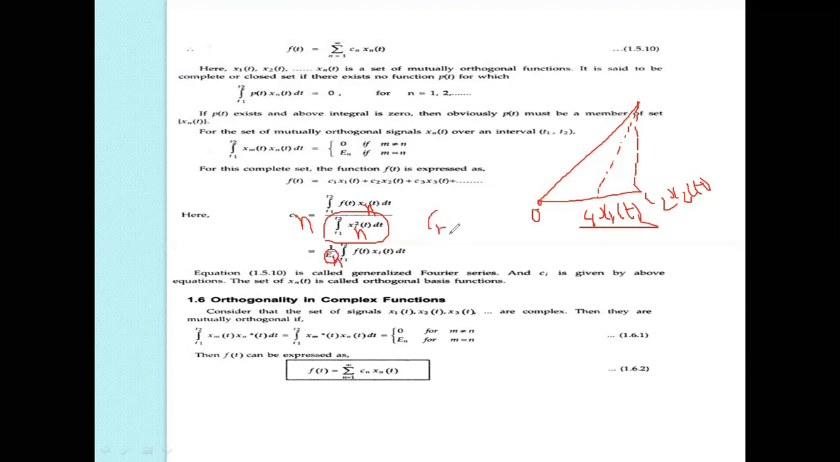So Cn is equal to 1 by En into the integral of t1 to t2 f of t xi of t, nothing but xn of t. This is called generalized Fourier series. Generalized Fourier series, and Cn is given by the above equation. The set of xn of t is called orthogonal basis function.